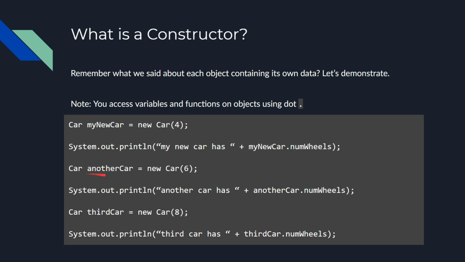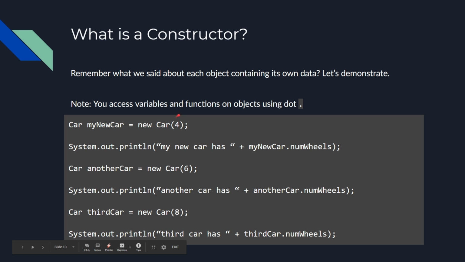Down here, another car is going to be a new object, a separate object. We're going to set its num wheels as 6. And so this will print out another car has 6. Notice again, all of these objects have the same property, because they all come from the same class. Remember, the class defines the structure. The object can have different data fitting that structure. But because these are separate objects, my new car, another car, third car, they'll have the same structure, but the data in that structure will be different.